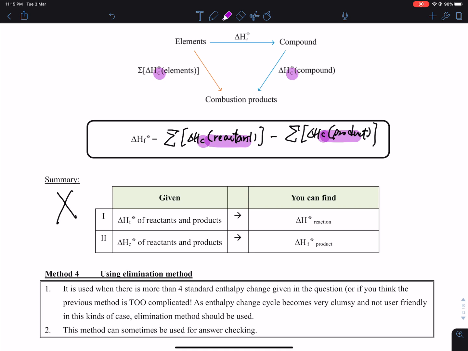So I think that's all for method 2 and method 3, these two equations. Try to make use of this information and complete the rest of the questions in the Google form and also the worksheets.